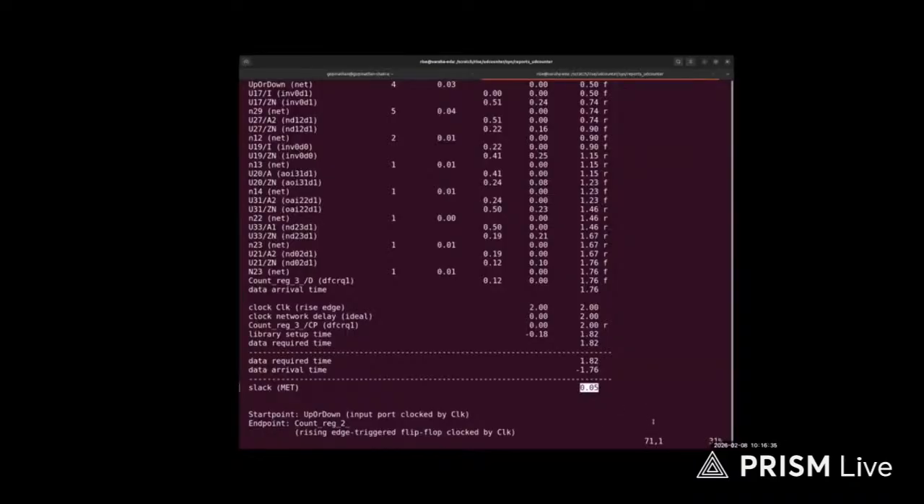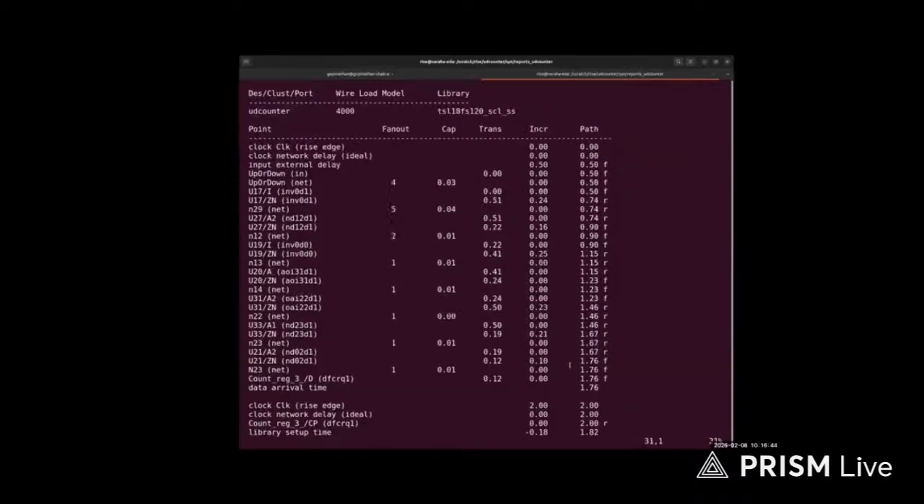Yeah, sir, tell me. Next to the capacitor, just a little go up, the trans is there. That is for transition time. Okay. And fan out, what is this fan out?